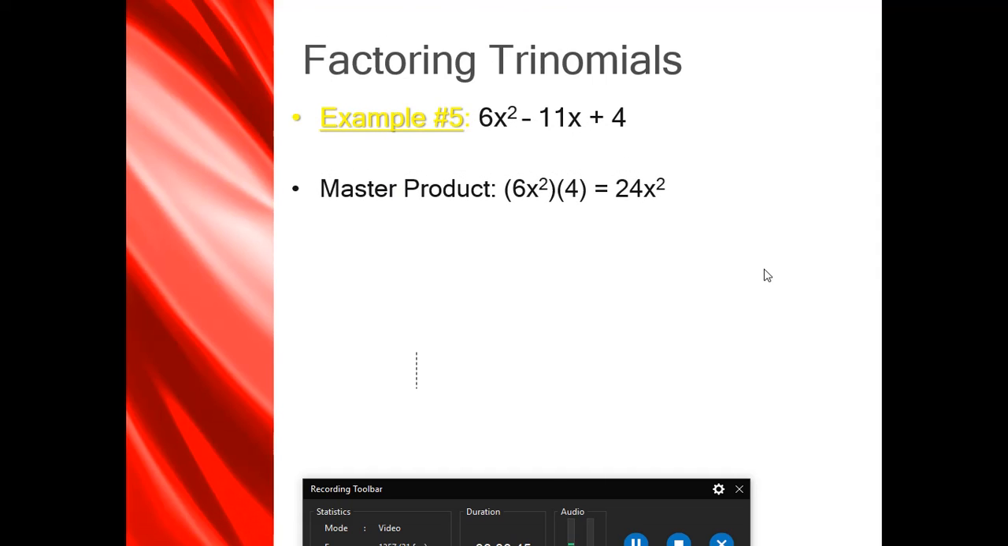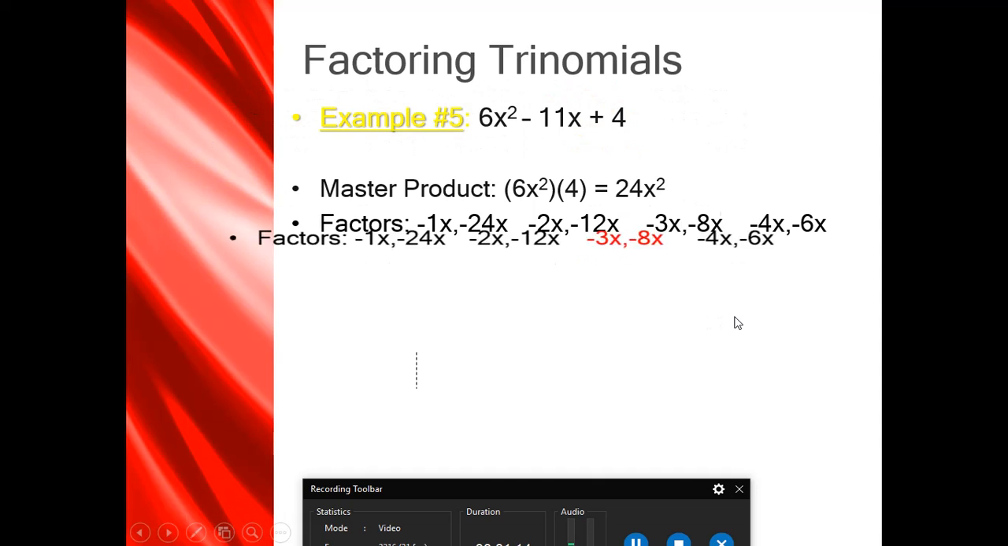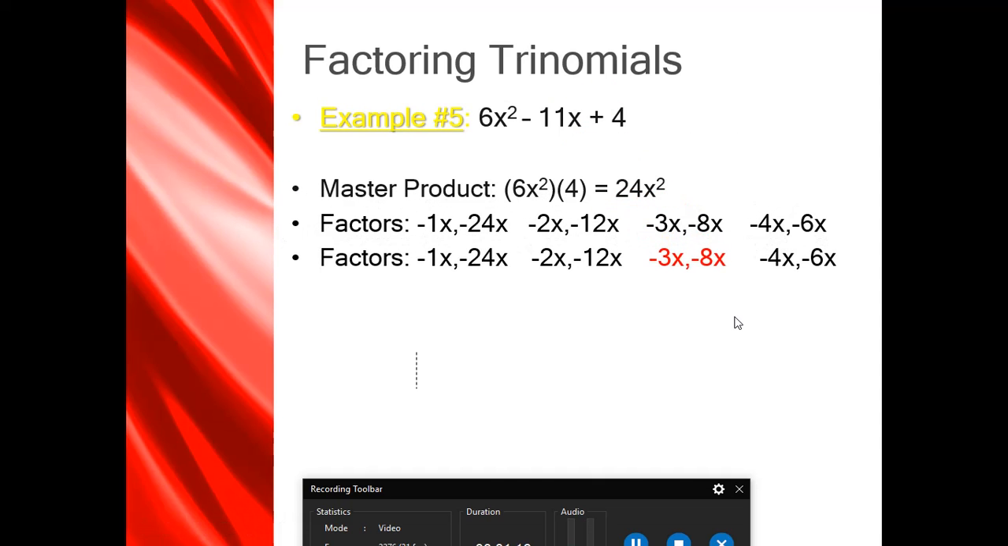So now we're going to make a list of factors that will create 24x squared. Feel free to pause the video at any time if you want to make the list on your own. What you'll notice is that the 4 in the trinomial is positive, but the middle term is negative. That tells me that both of my factors need to be negative so that they'll add up to negative 11. So this is my list of factors, and the set that will work for me is negative 3x and negative 8x.